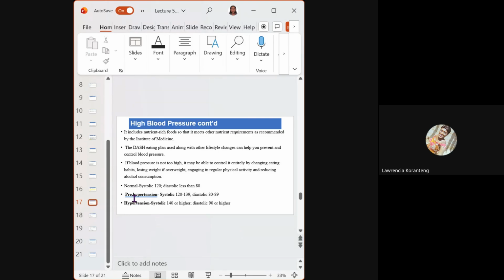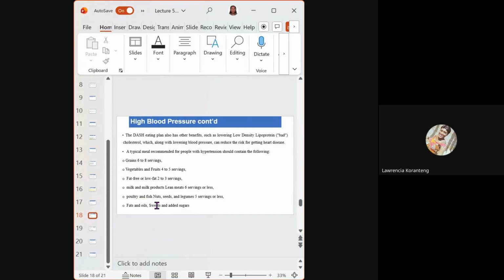So these are the readings. If your blood pressure is normal, it is 120 for the systolic and less than 80 for the diastolic. You know this from nutrition and health. Prehypertension is when you are about to get hypertension, and this is what the reading goes. When you are hypertensive, it is 130, 140 or higher.